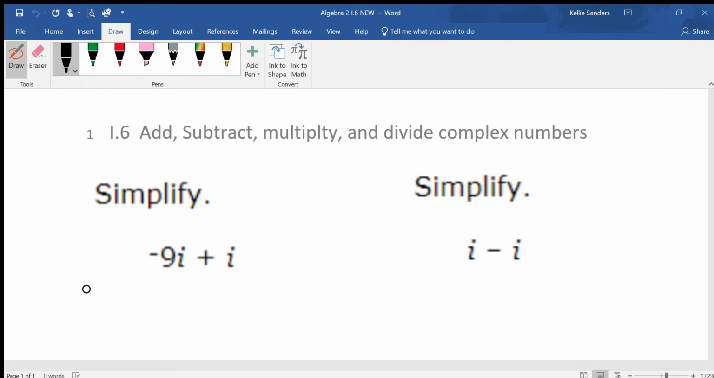K.6, add, subtract, multiply, and divide complex numbers. Basically, this is just a review of everything that we've learned so far. Let's see if we've remembered anything.